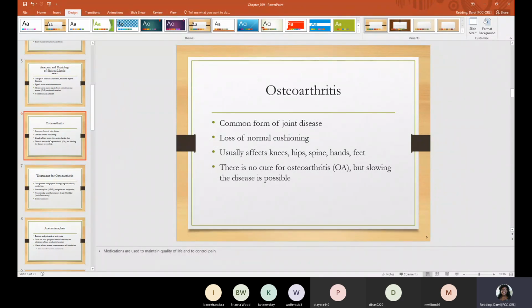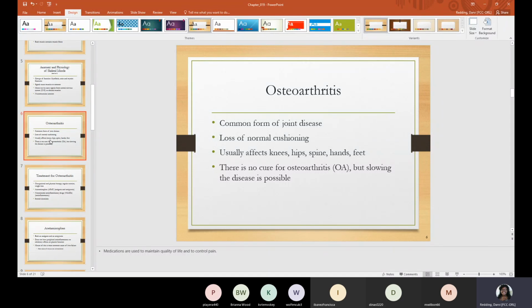Now, unfortunately, there is no cure for osteoarthritis. So when patients are diagnosed with this condition, they would have medications to help with the symptoms. Although there is no cure for the disease, slowing the disease is possible. As I mentioned before, there are some medications that are used to maintain the quality of life, and they also help control the pain.